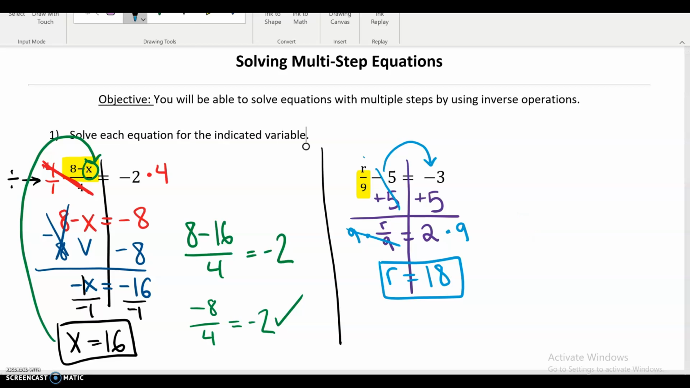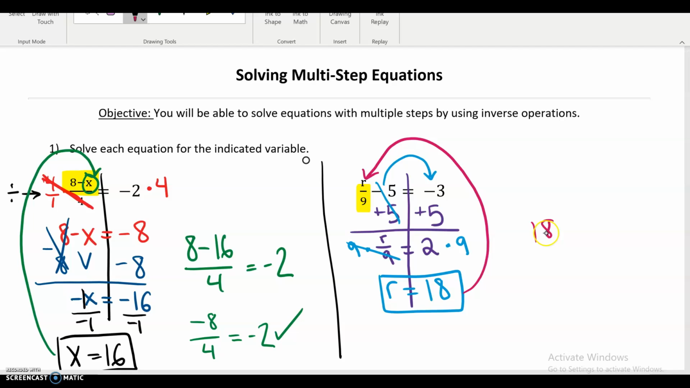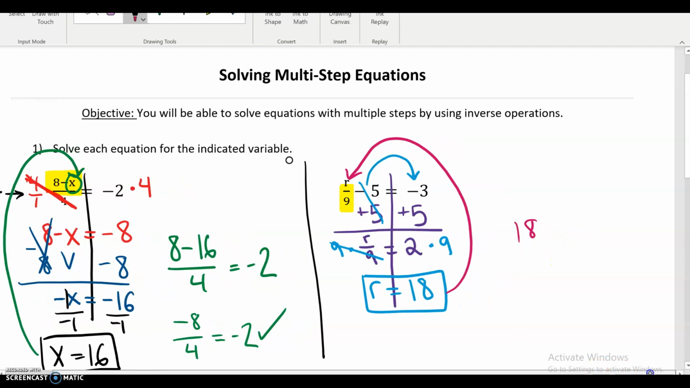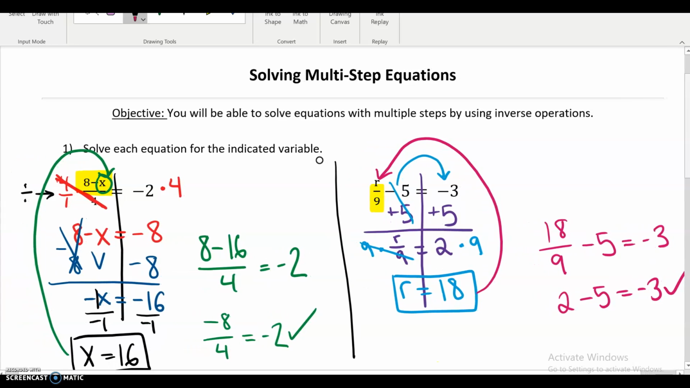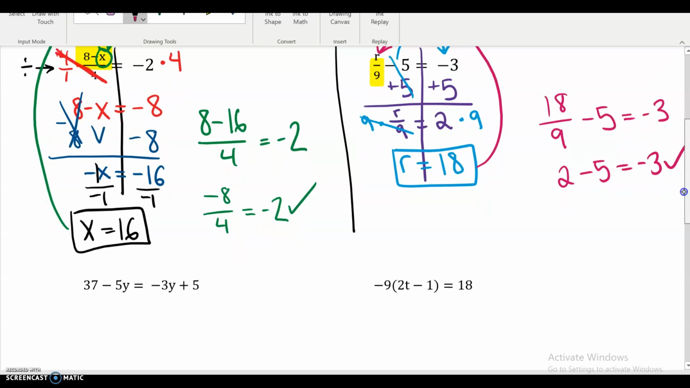You can always check your final answer, as I mentioned before, by plugging this in for r, right? So if I take 18 and I plug it in for r, we would then have 18 divided by 9 minus 5. Does that equal negative 3? Well, 18 divided by 9 is 2. 2 minus 5 does in fact equal negative 3, so we know we've done it correctly. You should always know if you got the problem right because you can plug it back in, since originally it was an unknown and now it's not an unknown, right? You know the value of the variable is 18.